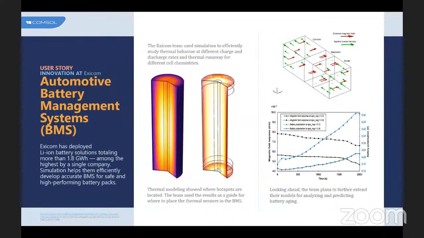This is another story by Exicom, where they have designed a BMS, where again, from first principles, the lithium ion cells are modeled, and then the heat sources are taken and the temperature is measured. And using that temperature, they have figured out the conditions for the cutoff, and also they have modeled the magnetic field response versus time, as well as the battery polarization. So different configurations were studied here.